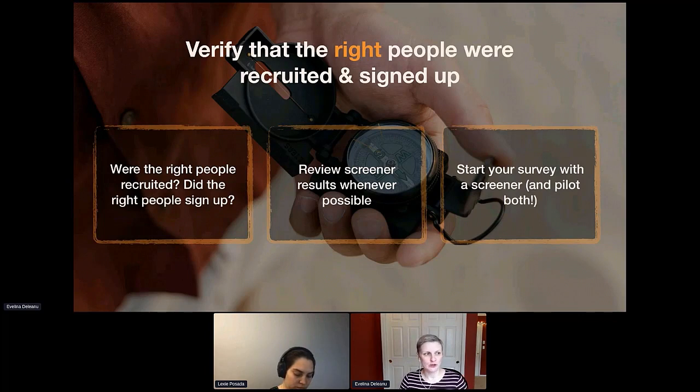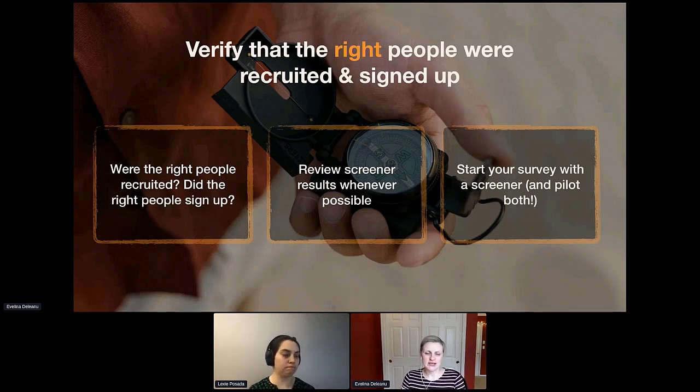Review the screener so that you know whether the right person is going to meet you. And if you're doing survey studies, make sure that you start them with a screener to qualify or disqualify people from completing the rest of the survey, so that you don't waste their time and you're not collecting a lot of garbage data. And whether you're doing a survey study or you have a screener, we highly encourage that you pilot them both.